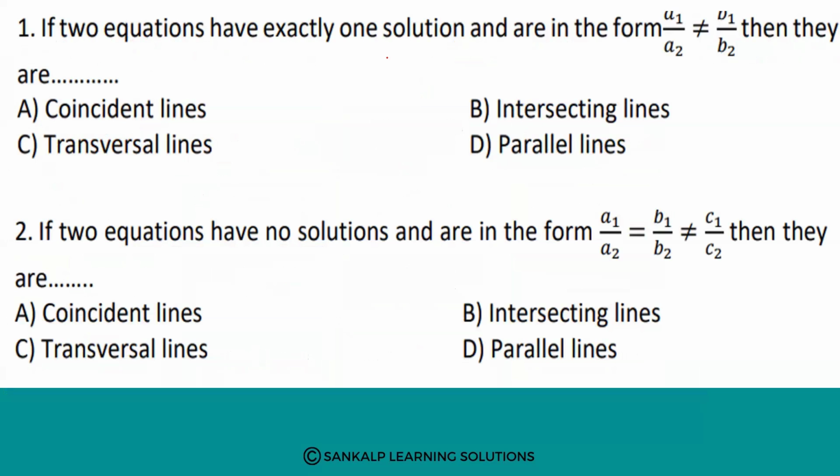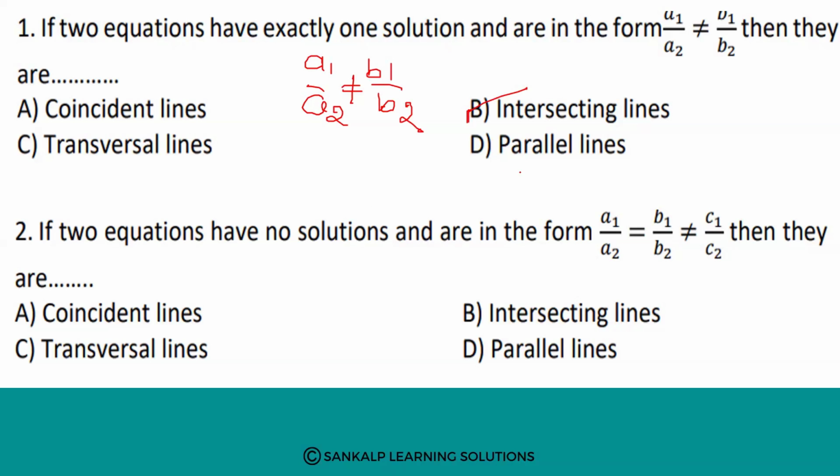Now we'll solve some multiple choice questions. If two equations have exactly one solution and are in the form a1 divided by a2 is not equal to b1 divided by b2, then they are whether coincident lines, intersecting lines, transversal lines or parallel lines. Which type of lines does it have? The two lines are intersecting lines. Okay, remember, two lines are intersecting.